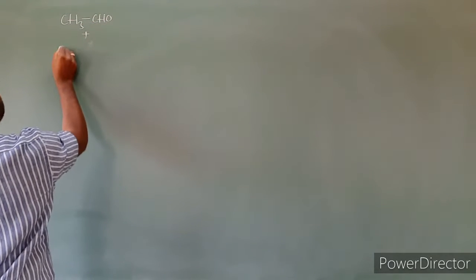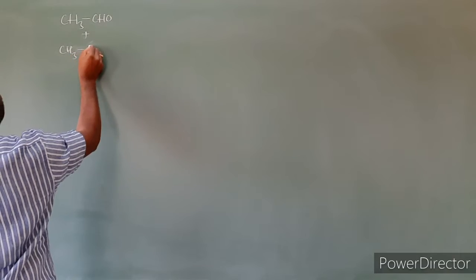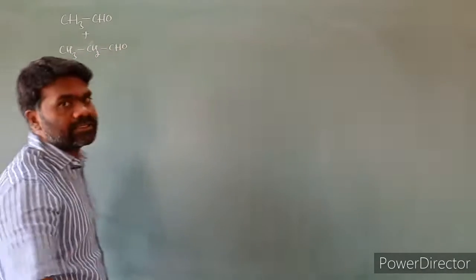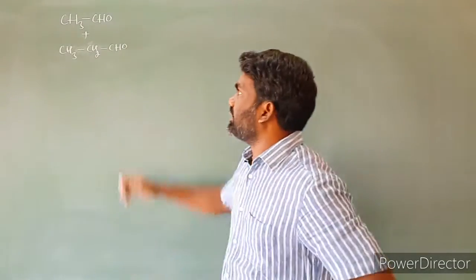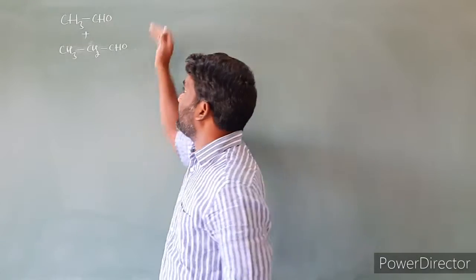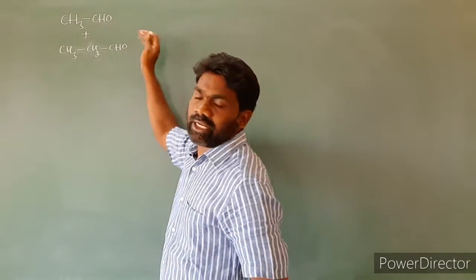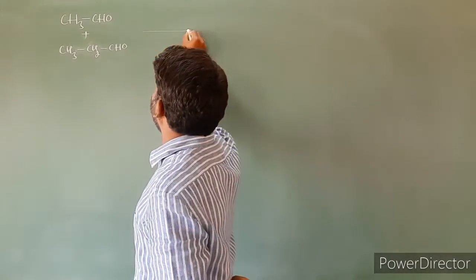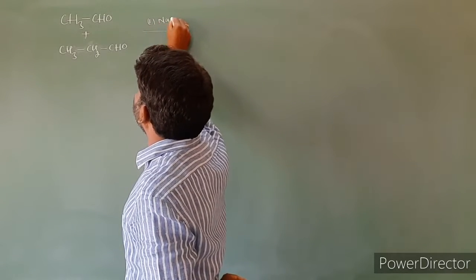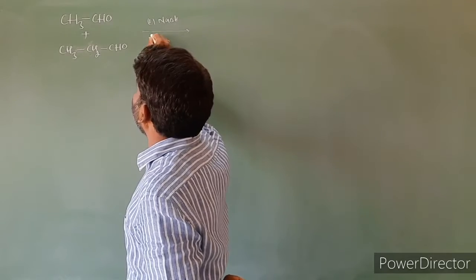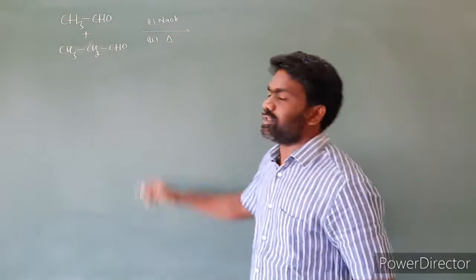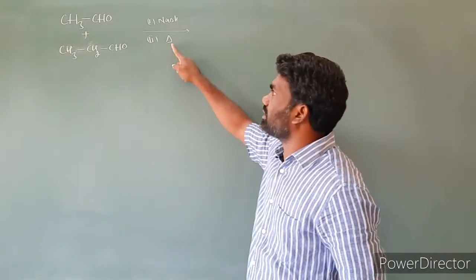CH3CHO plus I am taking CH3CH2CHO. Look at this: I took two different aldehydes, both are not the same. In previous classes we discussed the same aldehydes or ketones, but here I took different aldehydes. First we have to treat with sodium hydroxide, dilute alkali, and the second step is heating.